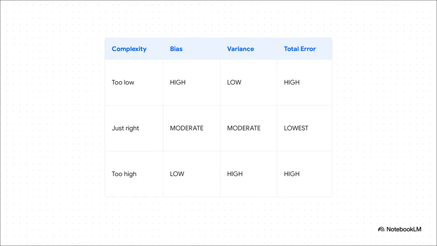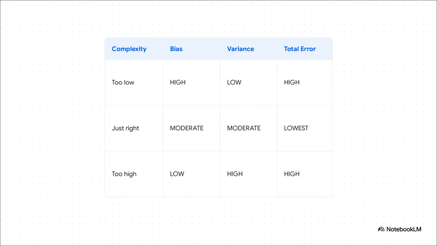Let's walk through it. If your model complexity is too low, you're hanging out on the left side of the curve. You've got high bias and high total error. Your model is chronically stiff. But push the complexity too high, moving over to the right side, and now you have high variance and high total error. Your model is way too sensitive.